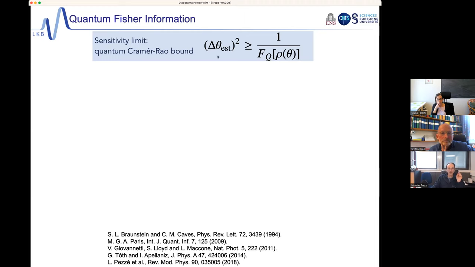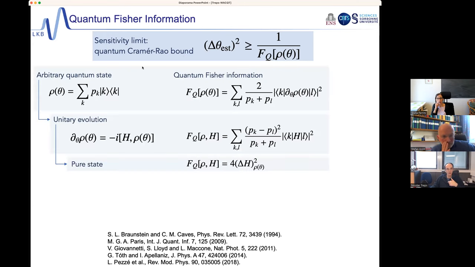So now the parameter here, sorry, is called theta. I want to optimize the parameter theta. It can be a phase or whatever. So as I told you, the quantum Cramér-Rao bound or the quantum Fisher information, they're all the same, tell you that the variance of your best estimator is one over the quantum Fisher information. So optimized for all measurements possible on a given quantum state, which is called rho in this slide.